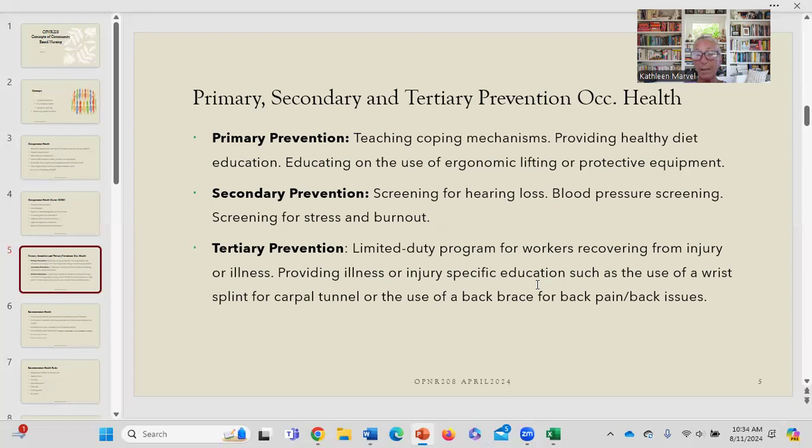And the example here is the use of a wrist splint for an employee that has carpal tunnel, or the use of a back brace for an employee who's had an injury to the back or who has chronic back issues. So occupational nursing is all about the workplace, keeping the workers safe and keeping them educated on how to perform their job duties safely, thus to minimize injuries and risk.